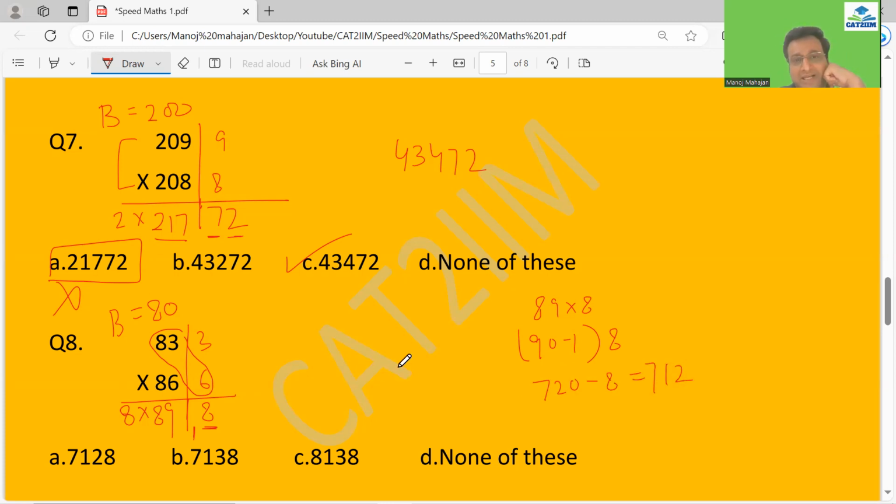So the left hand side is coming over here. I'm writing over here 8. 1 was carry forward. So this is coming as 712. Don't mark 712, 8. 1 needs to be added. So this would be nothing but 7138. So that is the correct answer.